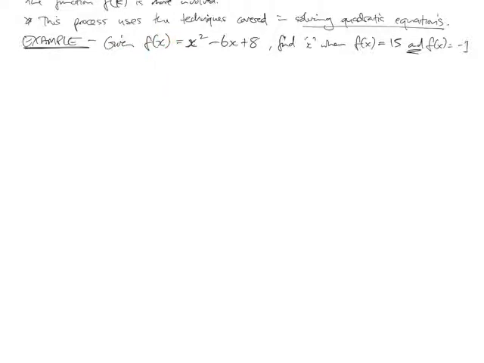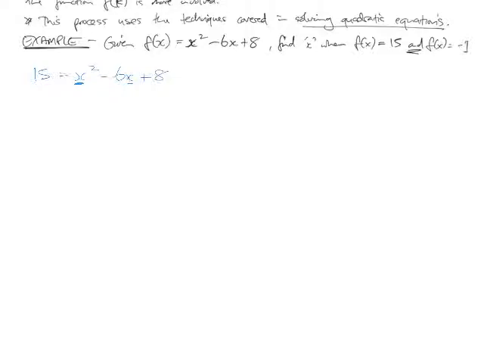Given f of x is equal to x squared take 6x plus 8. Find what x is going to be when the result, f of x, is 15, and when the result is negative 1. So what that's saying is, we know the result of f of x is 15, but to get that result, we don't know what the variables inputted into the function were. We're trying to work out what x is in this. So how did we do that previously?